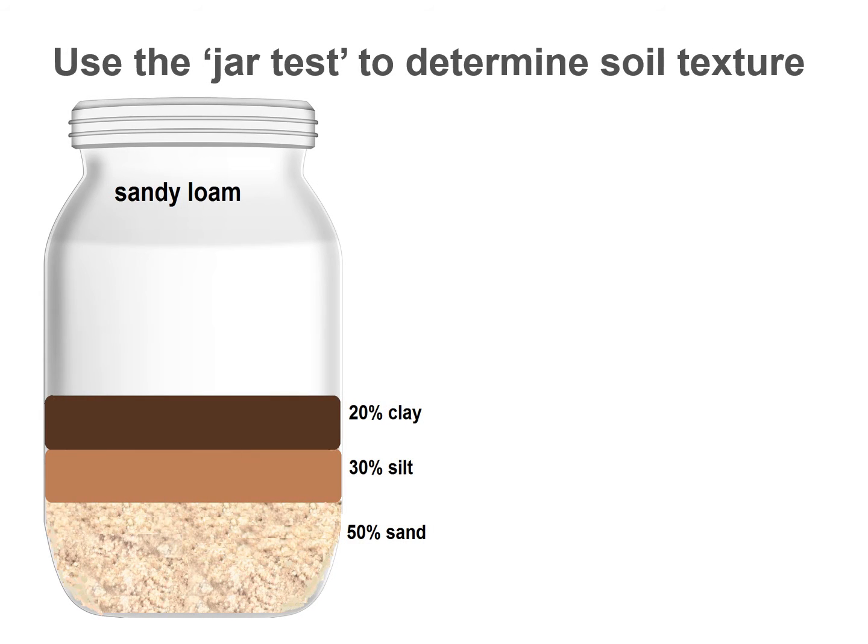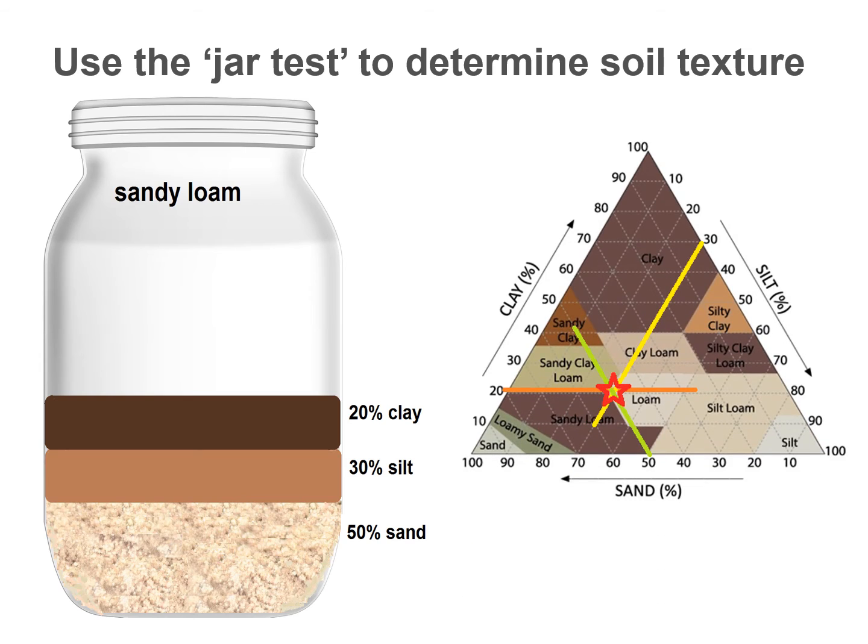After we have our percentages, we can use the soil texture diagram to determine the type of soil we have. It's about 20% clay, that's the orange line, about 30% silt, which is the yellow line, and 50% sand, the green line. So we're right on the border between sandy loam, loam, and sandy clay loam. We can classify it as sandy loam in this case.